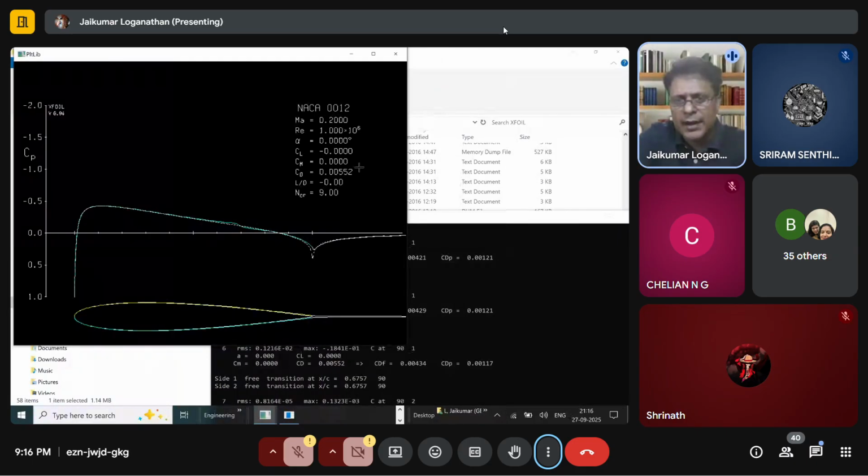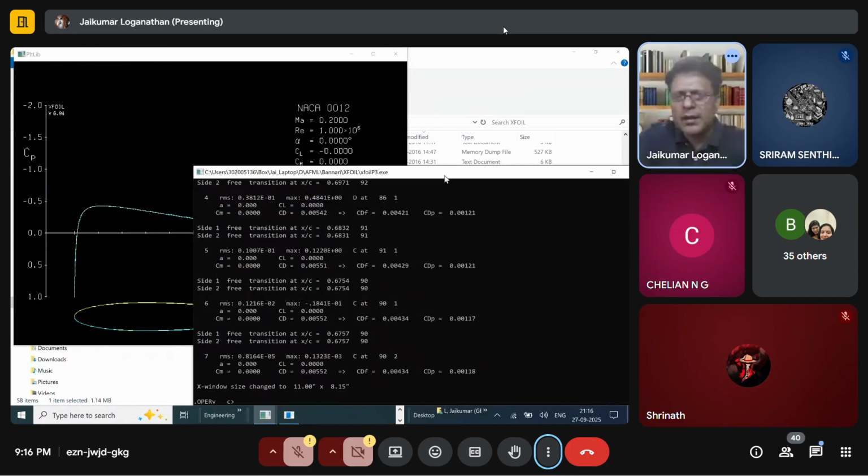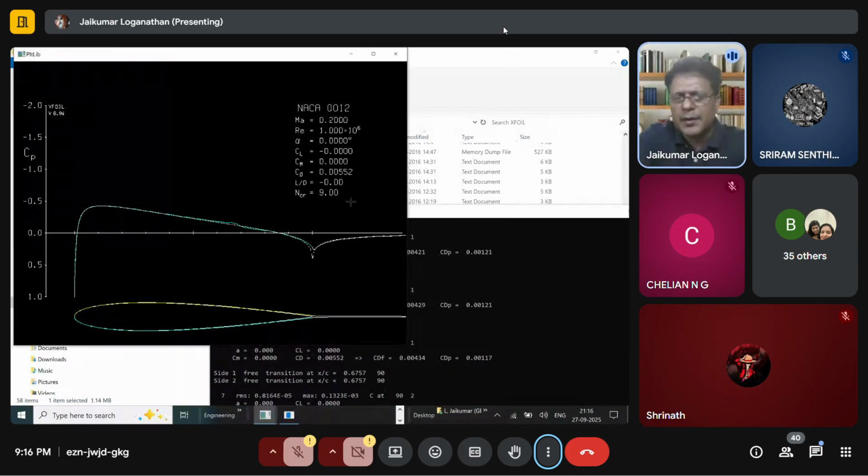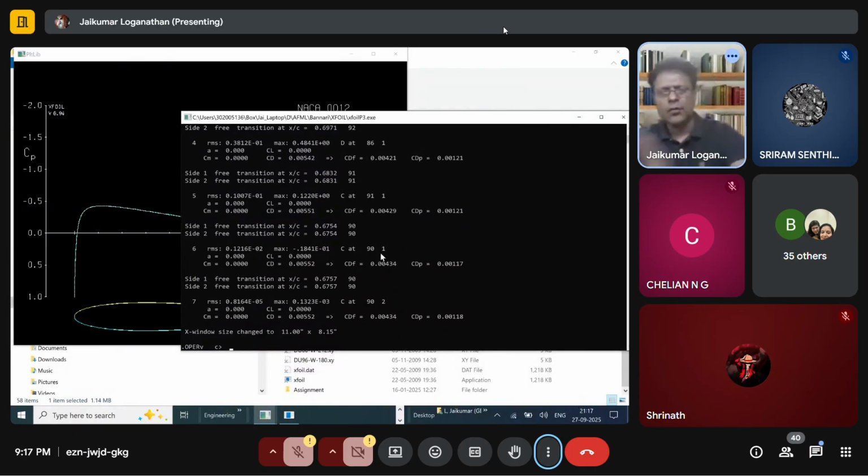And it has given the total drag. Actually, this drag has two components, the pressure component and the skin friction component. So that is the total drag, and it's giving L by D also, which is the lift to drag ratio or CL by CD. Right? Since CL is 0, the lift to drag ratio is also 0. And N critical. N critical is something which represents a wind tunnel parameter. If it is 9, that means you're getting a smooth flow. If you're getting a turbulent flow, then we can change the N critical to other values. Okay. Are you able to follow what I'm doing so far?